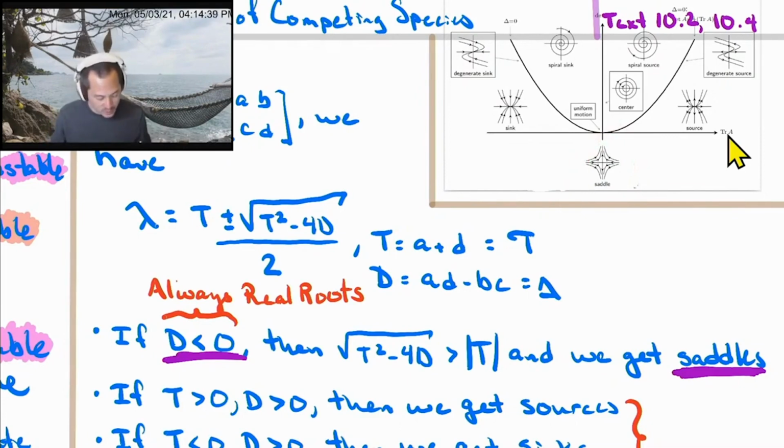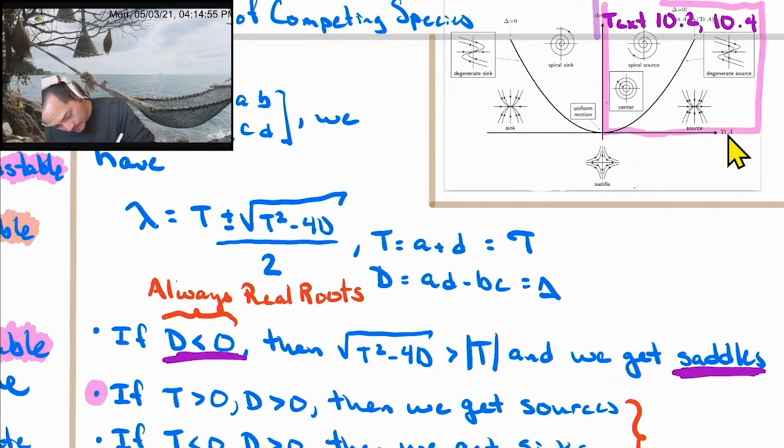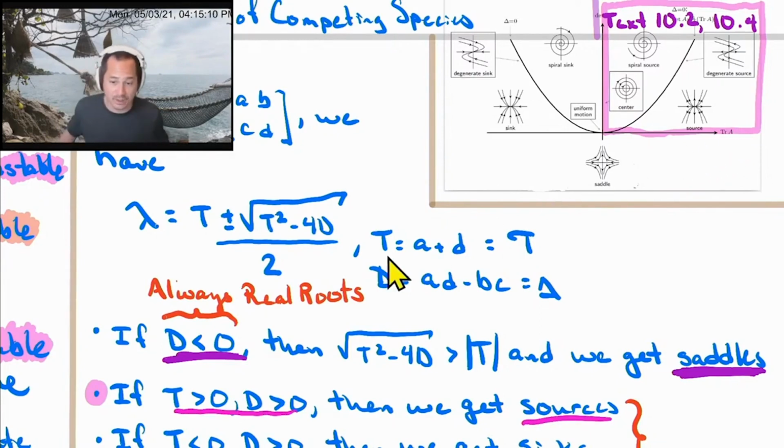Now, if trace is positive and determinant is positive, I'm going to highlight this with maybe a pink. Where am I at when trace and determinant are positive? You are in quadrant 1. When I'm in quadrant 1, the rule is that I get sources. Why is that? Well, trace and determinant are positive. I'm supposed to get sources. Let's just check it out really quick.